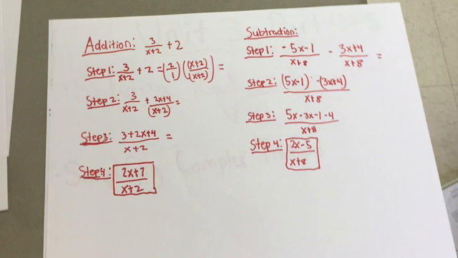Now for the subtraction section, you got step 1, 5x minus 1 over x plus 8, and you subtract that by 3x plus 4 over x plus 8. And since the denominators are the same, you can subtract the numerators. And so what you get is 5x minus 3x minus 1 minus 4 over x plus 8, which then simplifies down to 2x minus 5 over x plus 8 as your final answer.